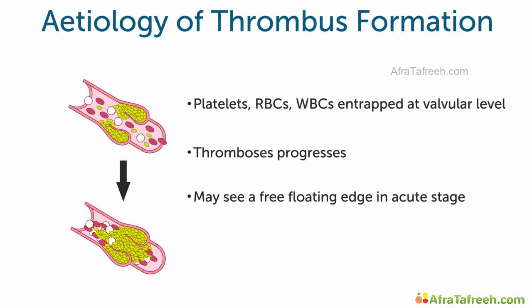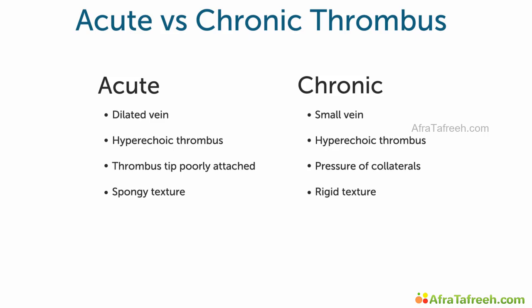I think it's really important for us to discuss the formation of thrombus. It forms at the level of the valves and then progresses. Sometimes we see a free-floating edge in the acute stage, as we can see here. The thrombus too can differ in the acute or chronic stage and also display differing ultrasound appearances. In the acute stage, we may see a dilated vein, hypoechoic thrombus, whereas in the chronic stage, we may see a smaller calibre of vein or the presence of collaterals, and the thrombus itself may be quite echogenic.